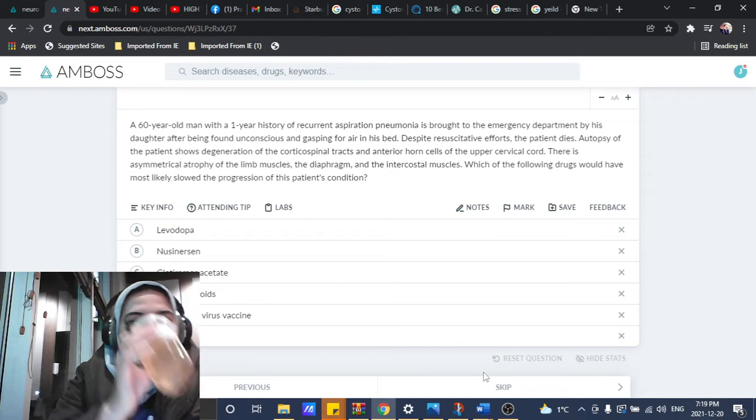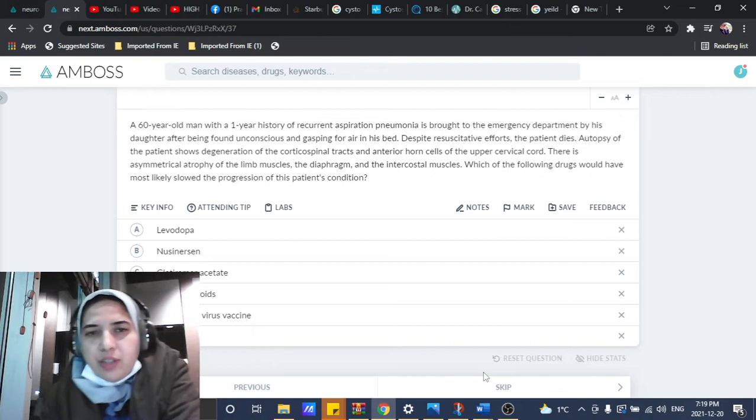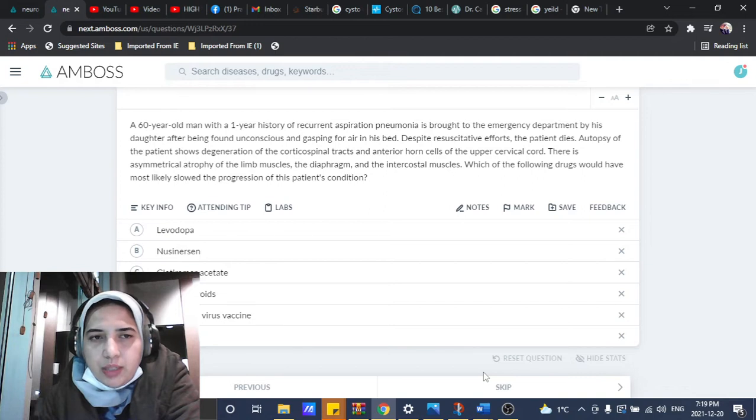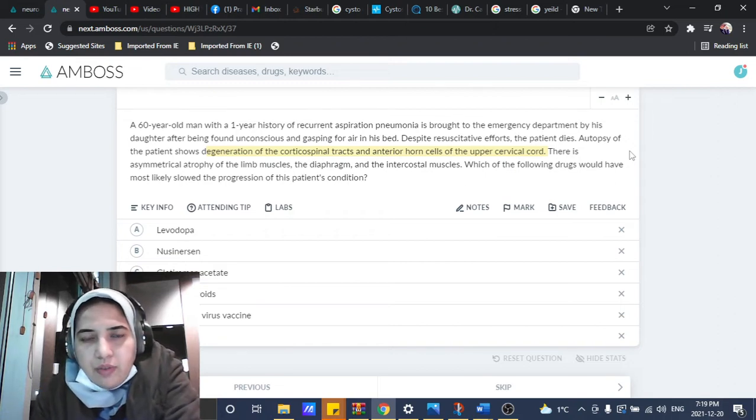Next. A 60-year-old man with a 1-year history of recurrent aspiration pneumonia is brought to the emergency department by his daughter after he was found unconscious and gasping for air in his bed. Despite resuscitative efforts, the patient dies. Autopsy shows degeneration of the corticospinal tract and anterior horn cells in the upper cervical cord. There is asymmetrical atrophy of the limb muscles, diaphragm, and intercostal muscles. Which of the following drugs is most likely to slow the progression of this patient's condition? Okay.